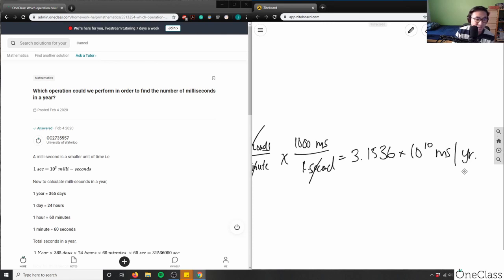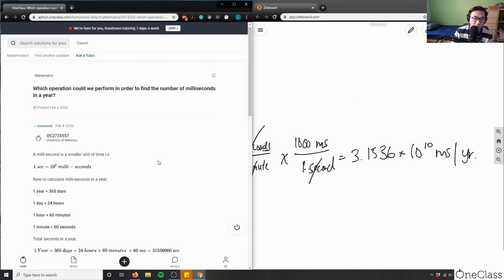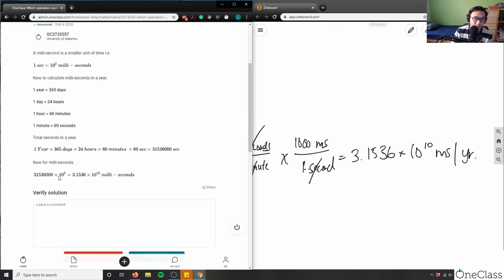So that's why I have milliseconds per year here. It's 3.1536 times 10 to the 10, right? Or I can also say it as this number here. If I have 3.15 million, I would have 3.15 billion milliseconds per year, and that's my answer for this question. And they have 3.1536 times 10 to the 10 milliseconds per year. That's good, which means this is a great solution and analysis.